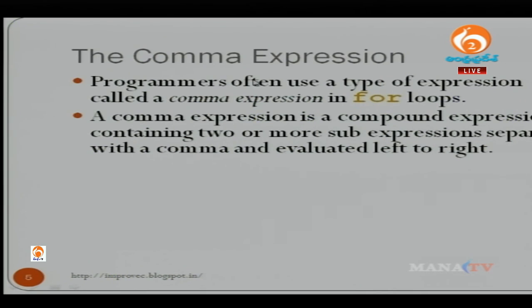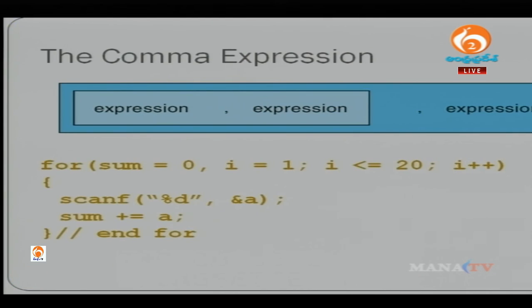So, in a for loop we use a comma expression also. If you want to write more expressions, a compound expression containing two or more sub-expressions can be used by separating them with a comma operator in the for loop. Example, something like this. Here I am using the comma operator to write more expressions.